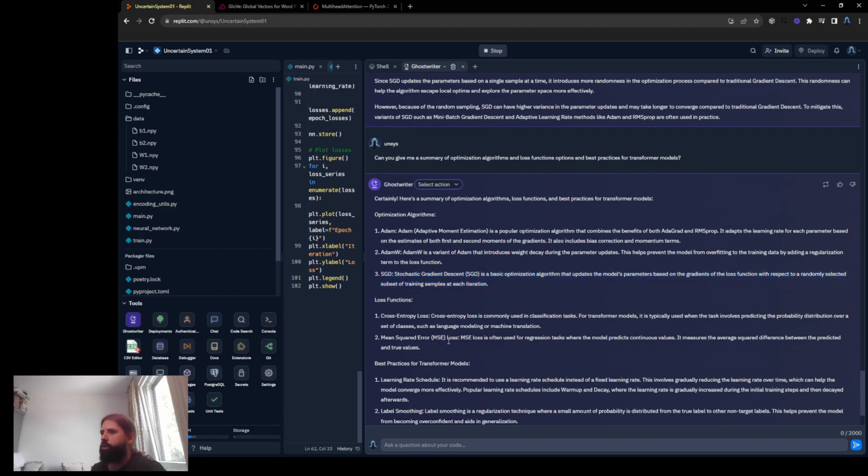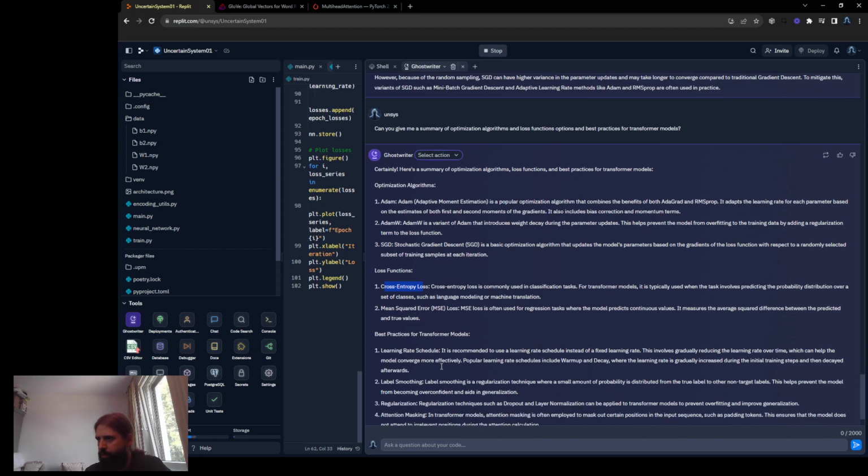Loss functions, cross entropy loss. Cross entropy loss is commonly used in classification tasks. For general models, it is typically used when the task involves predicting the probability distribution over a set of classes, such as language modeling or machine translation. I think that's what we could probably use for transformer models.